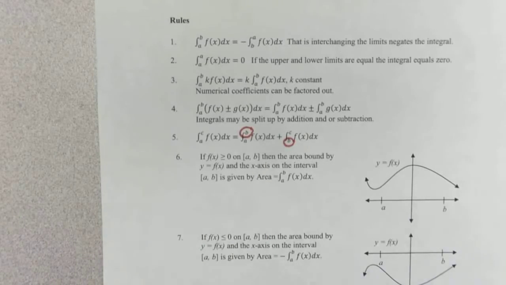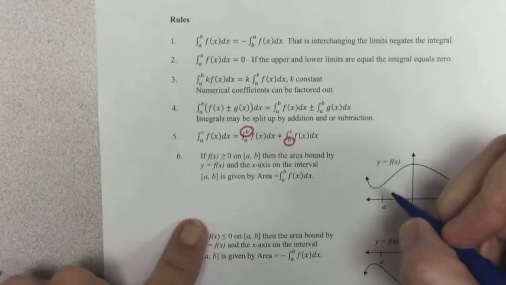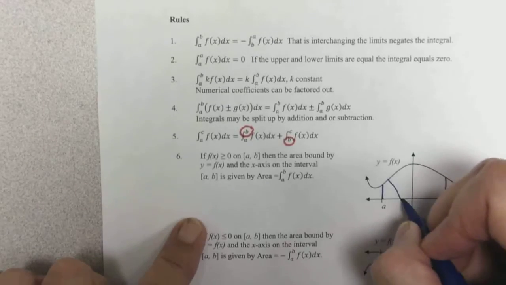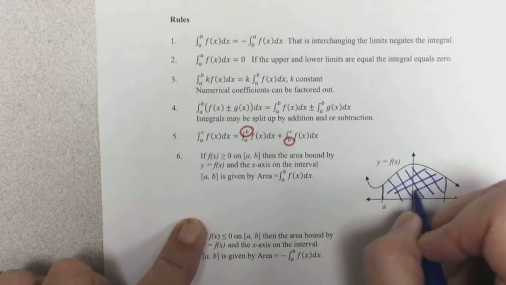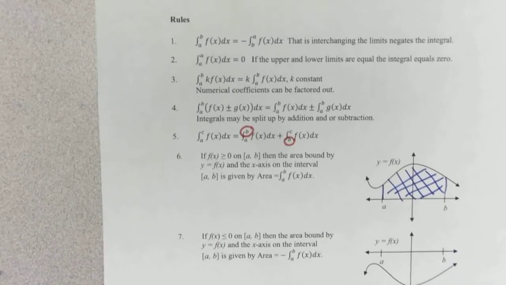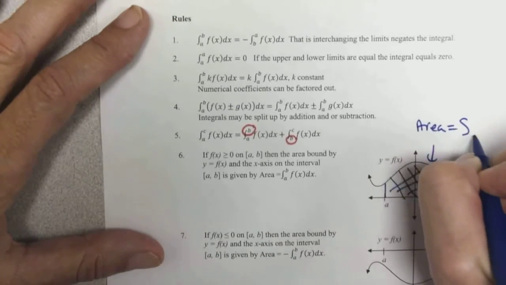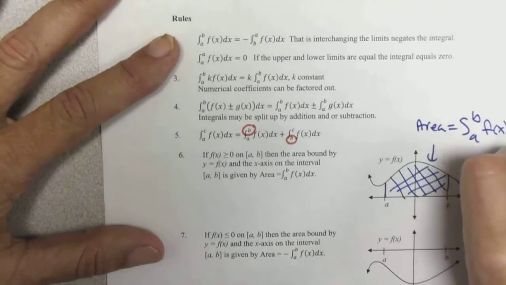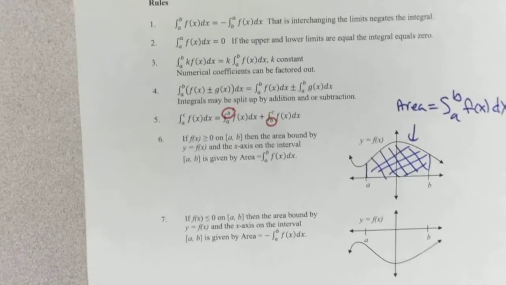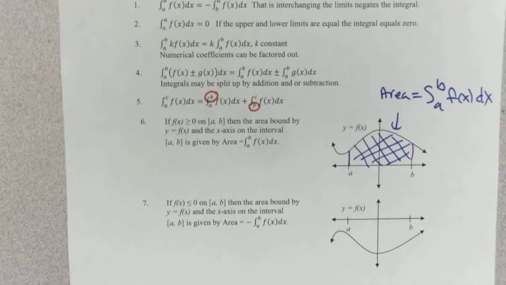6, if f of x is greater than or equal to 0 on a to b, then the area bound by y equal f of x and the x-axis on the interval a to b is given by area equals the integral from a to b of f of x dx. So if my function is positive, and we've already seen this in action, that area equals the integral from a to b of f of x dx. When your function is positive, the definite integral will give you the area.